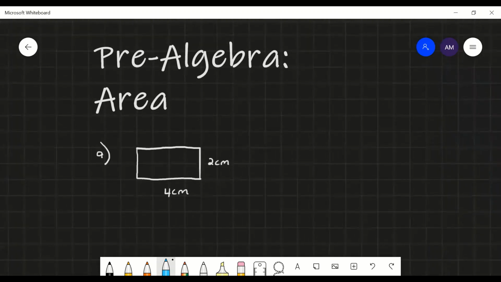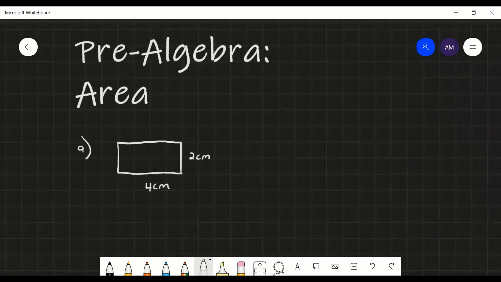In this video, we're going to learn how to calculate the area of a two-dimensional shape. So what is area? Well, think of an area as the number of 1 by 1 squares that you can fit inside of an object.